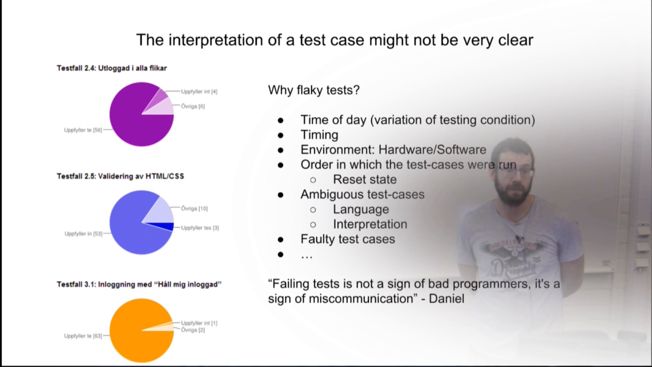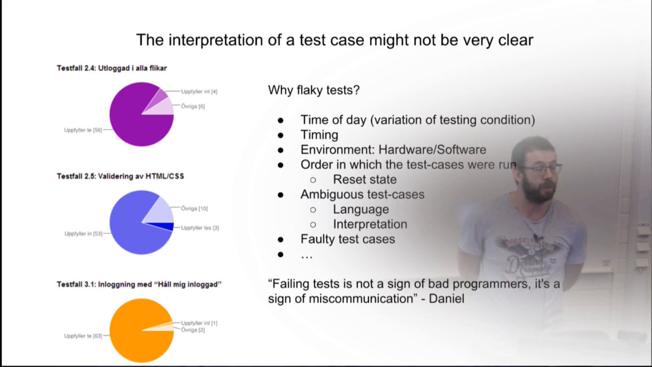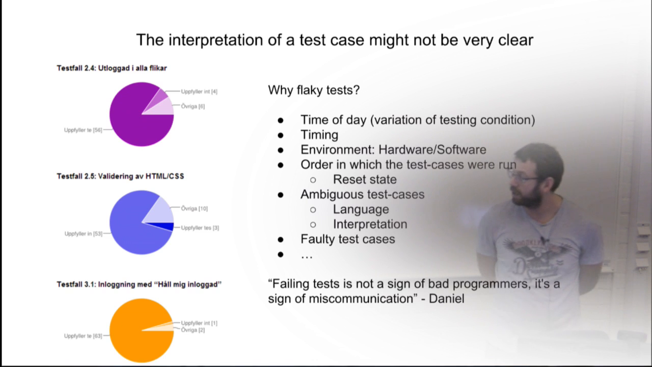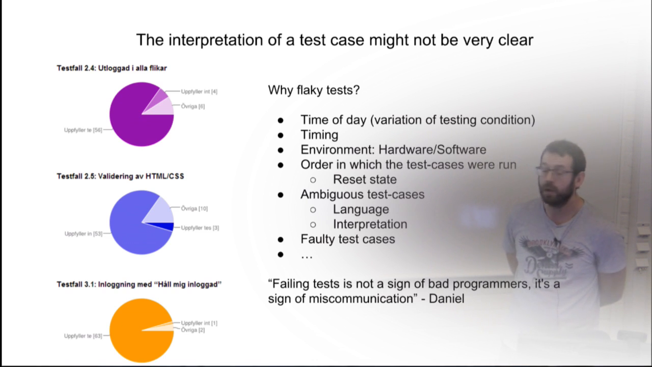Okay, you have a problem, I don't see that problem. It could be the order in which the test cases were run. Perhaps if you run one test case before another, then the bug appeared. If you run them in the other order, it does not appear. Dependent test cases. We could have ambiguous test cases, language issues: the words mean something to you, something else to me. We're interpreting things in different ways. It could be test cases that are faulty, that are not working.